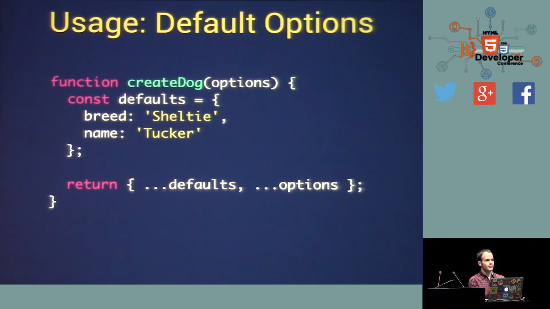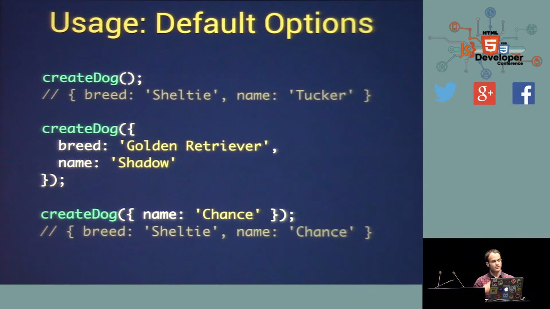So if you supplied any options for breed or name, those will override what the defaults were. This is a great way to write succinct syntax for using defaults with your objects. Similarly, if you wanted to use a cheap clone operation, you could just spread out one object in a new object to basically clone it.